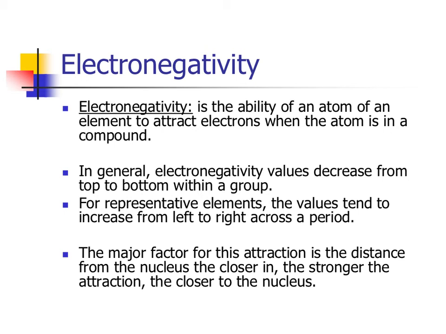Now, electronegativity is the ability for an atom to gain electrons. Meaning, hey, I want an electron, bring one on over to me. Now, this again is going to be opposite from the atomic radius, in that as you go down the periodic table, they have a less ability to gain electrons.